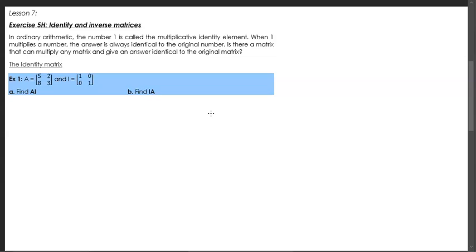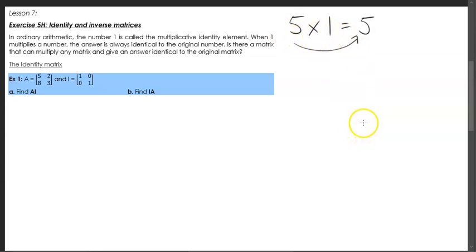So in ordinary arithmetic, the number 1 is called the multiplicative identity element. When 1 multiplies a number, the answer is always identical to the original number. So what this means is if I did 5 times 1, this is just saying, here's what I'm multiplying by. What's one lot of what I'm multiplying by? Well, that's just going to give me the same answer. And you can apply this times 1 to any number and you will always end up getting the same answer again, depending on what you multiply with.